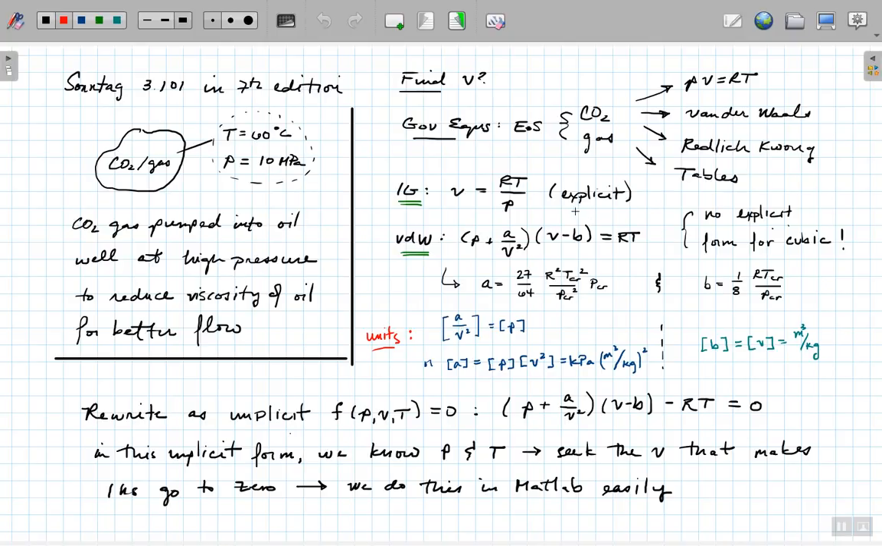We can explicitly solve for it, but it may not be appropriate, and so that's why we're going through this process here of trying to figure out how to use which one of these equations and when their applicability makes them most useful.